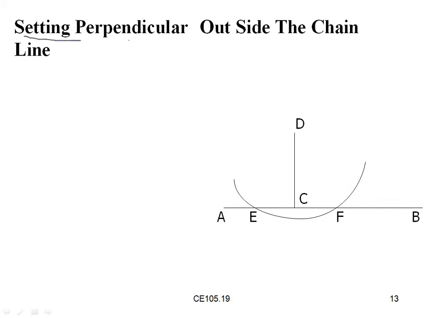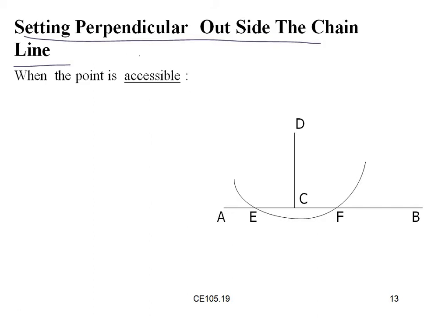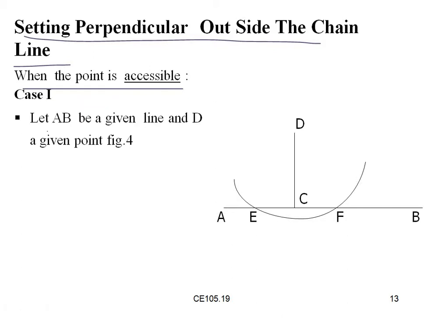And next is setting a perpendicular outside the chain line. So let us see here. This is when the point is accessible, that means when the point is visible. Okay. So case one: let AB be a given line and D a given point. So this is the line AB. Okay, so we have to find the perpendicular here. Let AB be a given line and D a given point. So D is also the given point.